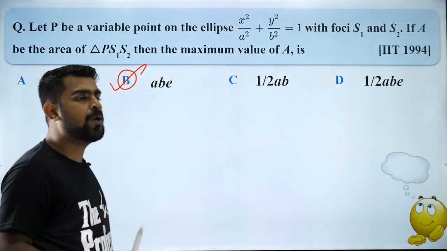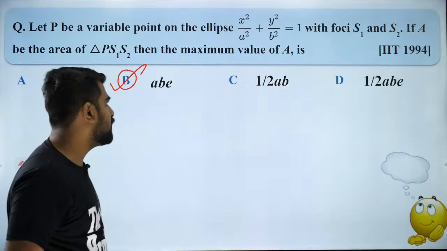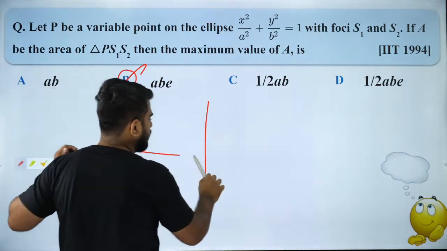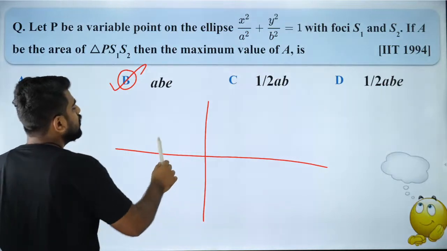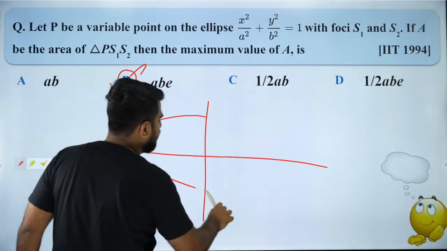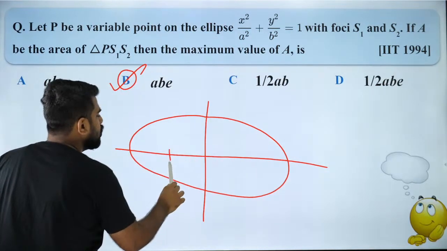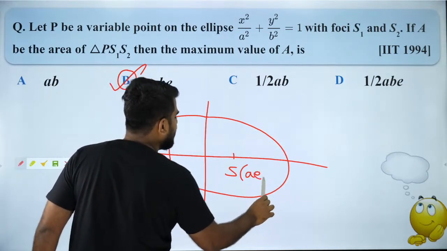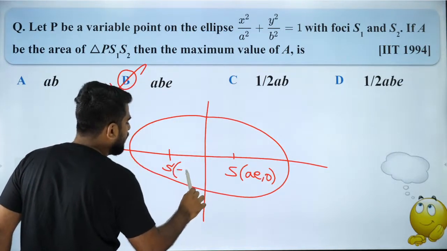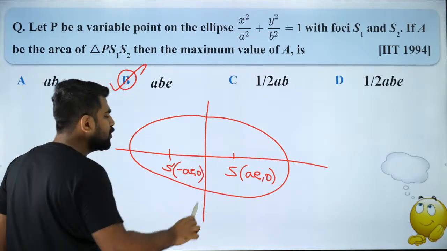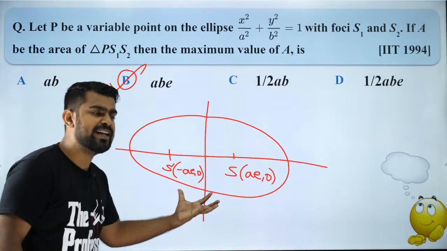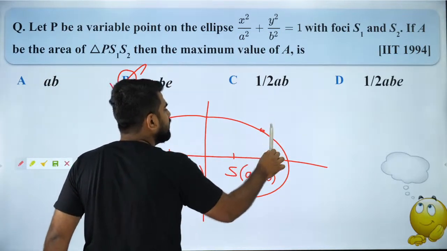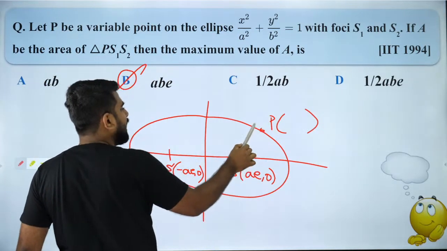Now I will tell you how to solve it. Please listen carefully. Try to follow, and if you have doubts, ask me then and there. Okay. So we have an ellipse like this. We have a nice ellipse and you have one focus over here and one focus over here. This will be AE, 0 and this will be minus AE, 0. I hope you guys are all aware of it. Everybody.